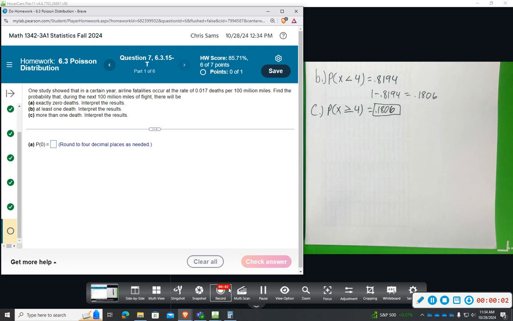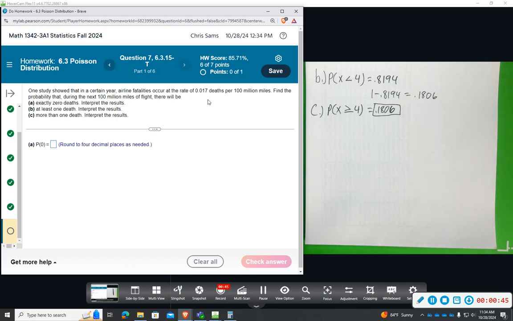All right, number 7. One study showed that in a certain year, airline fatalities occur at a rate of 0.017 death per 100 million miles. We're going to find the probabilities that during the next 100 million miles of flight, there will be exactly 0, and we're going to interpret at least 1 and more than 1. So they've given us the average per 100 million miles, and then they're asking us to compute the probabilities per 100 million miles.